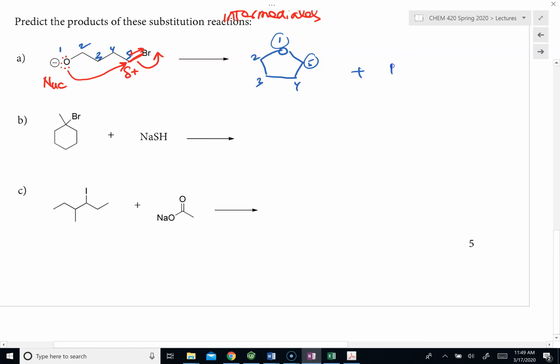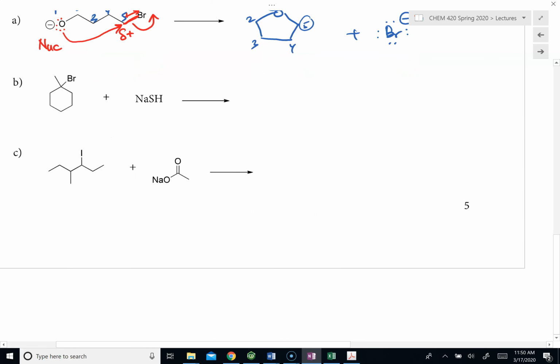And now the bromine breaks off, taking the electrons with it, so it becomes bromide. So that's pretty easy, right? All we have to do is identify our nucleophile and our substrate with the leaving group. What is the leaving group? Once we identify that, we'll be able to take the nucleophile and substitute it into the position of the leaving group. So now let's try B.